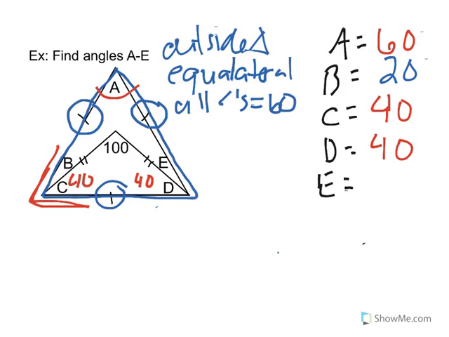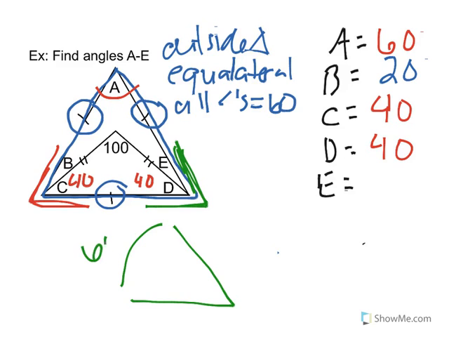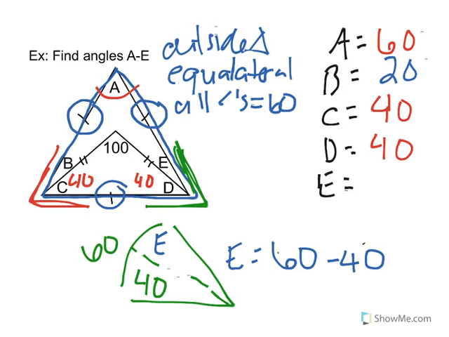And now to find our last angle, angle E, we're going to follow that same kind of idea. This whole corner angle is 60 degrees. We know that the bottom part of it, where angle D was, is 40. To find angle E, it would be the whole minus the part, or 60 minus 40. So angle E would also equal 20 degrees.